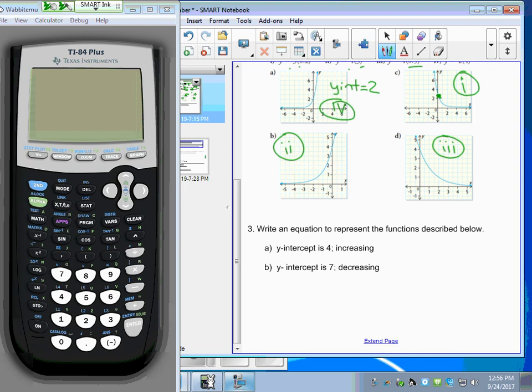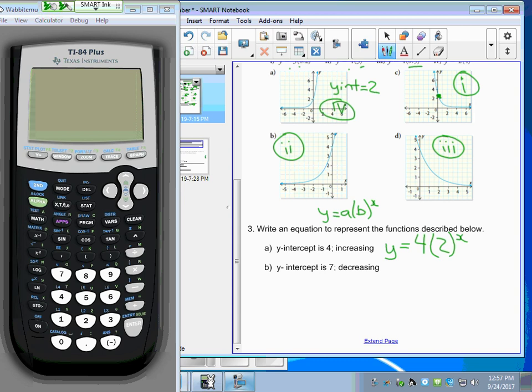Y-intercept is 4 and it's increasing. So remember y equals a times b to the power of x. And now we can just plug in numbers that satisfy these two things. So the first one is that the y-intercept is 4, so that means that a equals 4. And then it says it's increasing. If it's increasing, you can use any number as long as it's bigger than 1. So I'm going to use 2 and then to the power of x, and that's it.